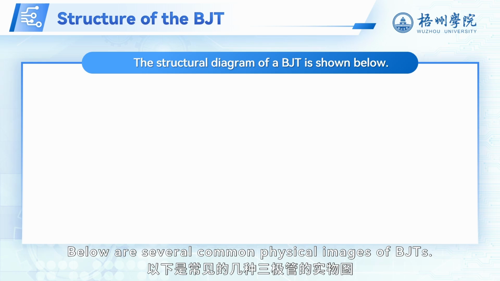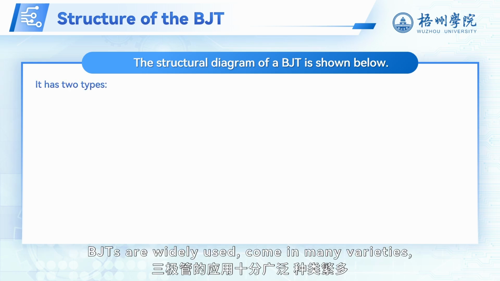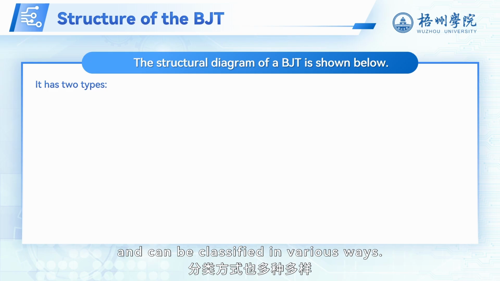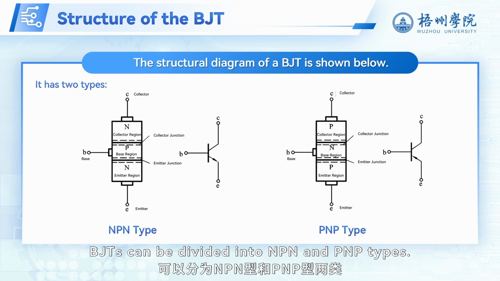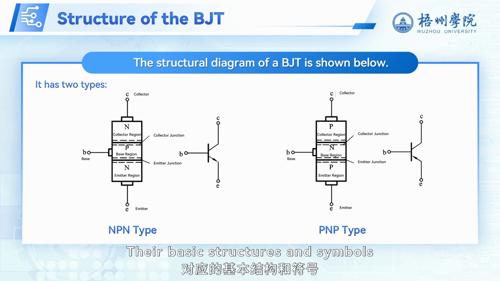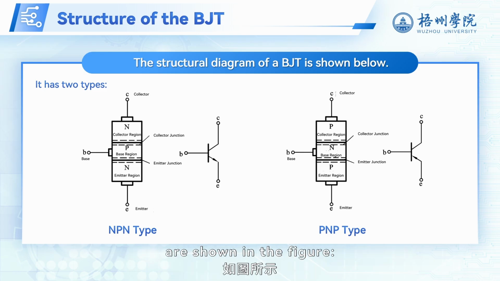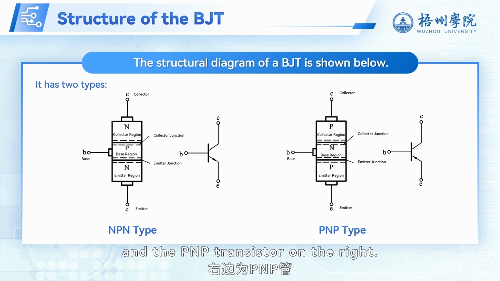Below are several common physical images of bipolar junction transistors. Bipolar junction transistors are widely used, come in many varieties, and can be classified in various ways. From the internal structure perspective, bipolar junction transistors can be divided into NPN and PNP types. Their basic structures and symbols are shown in the figure. The NPN transistor is on the left and the PNP transistor on the right.